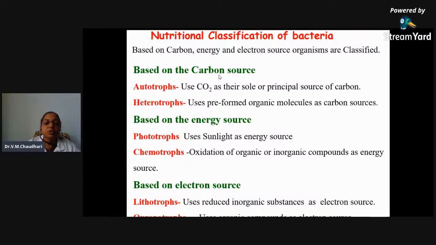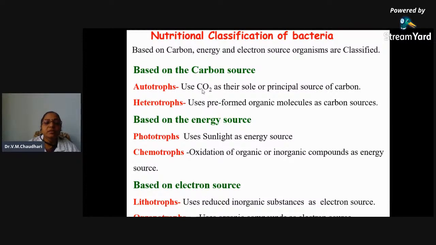So heterotrophs include all animals, human beings and some bacteria. Most bacteria are heterotrophic in nature; only one class of bacteria is autotrophic, while all other types of bacteria are heterotrophic, including bacteria, animals and human beings. These are the heterotrophic organisms.